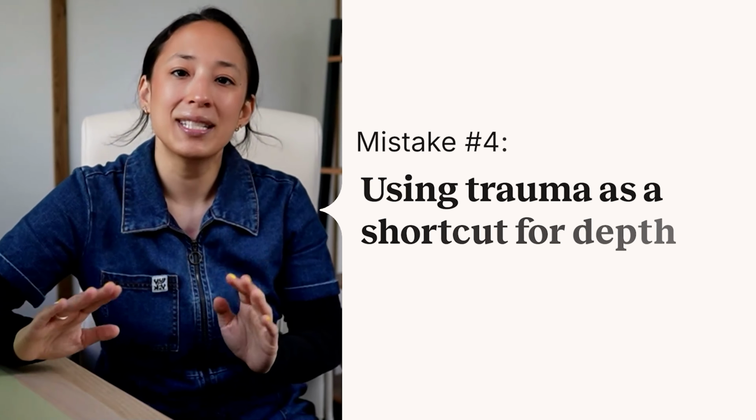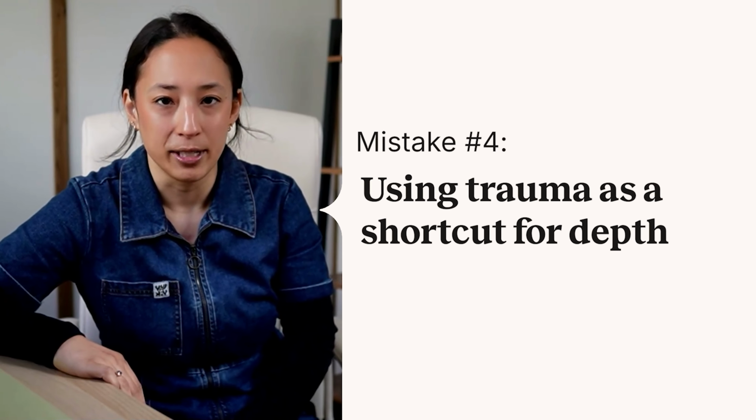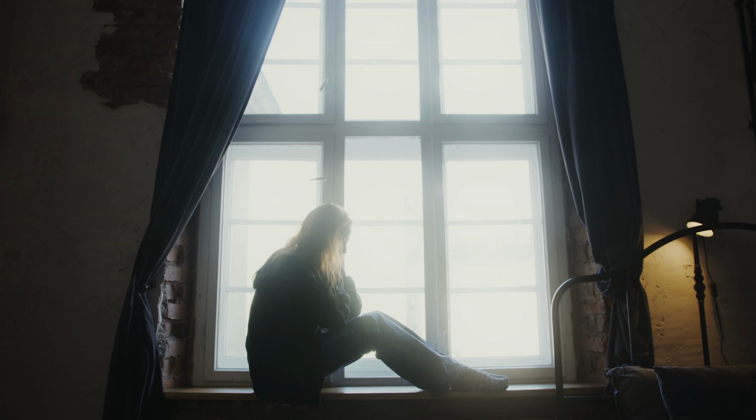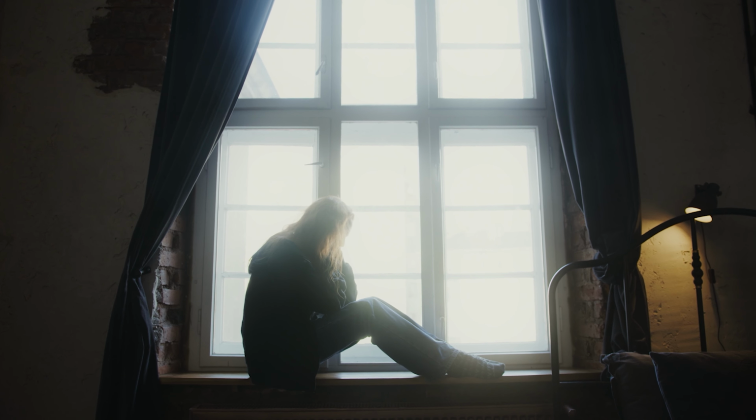The final mistake is using trauma as a shortcut for depth. Your character has a tragic backstory. She was assaulted, abandoned, abused, and that is all the readers know about her. Now, this is a really common cliche that makes readers roll their eyes.